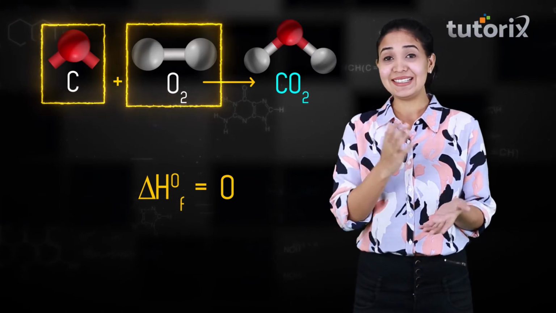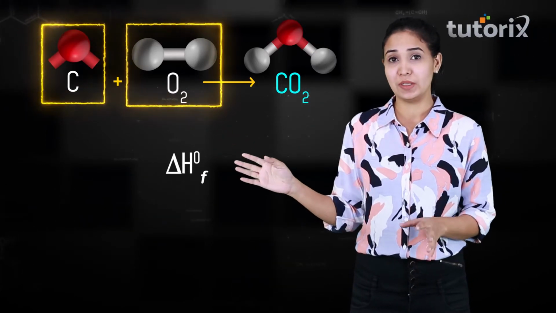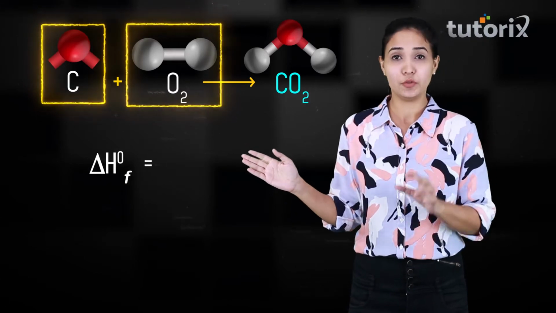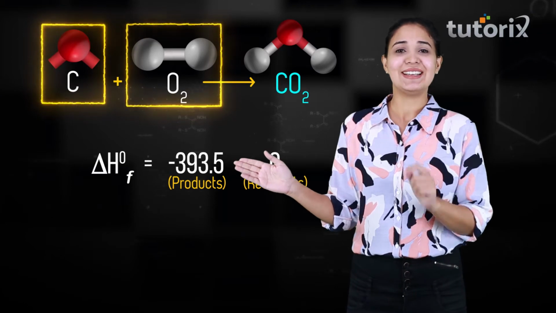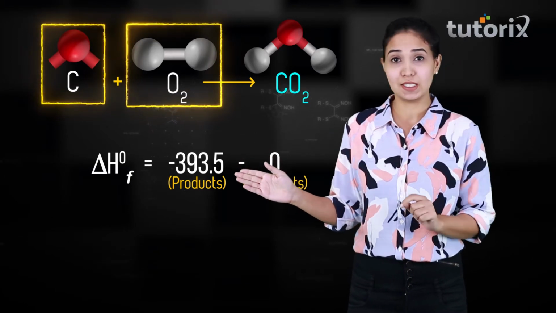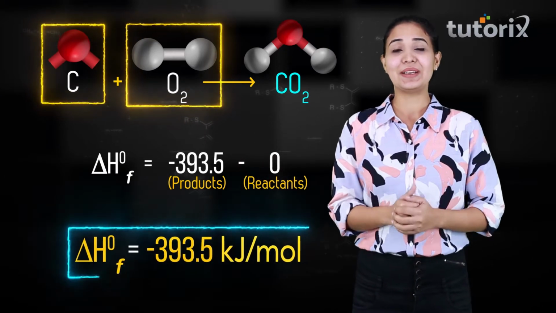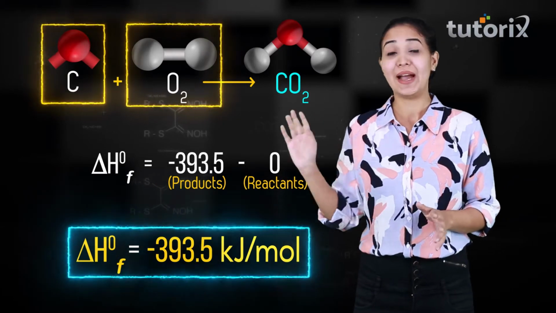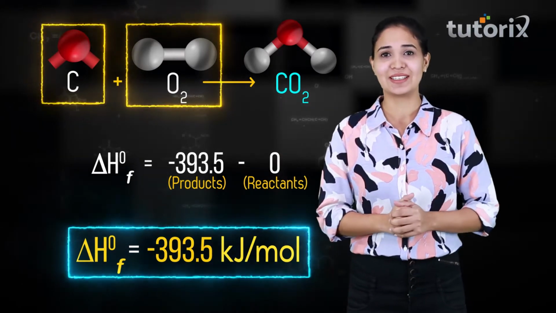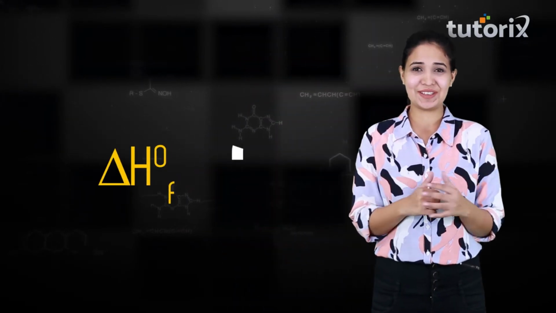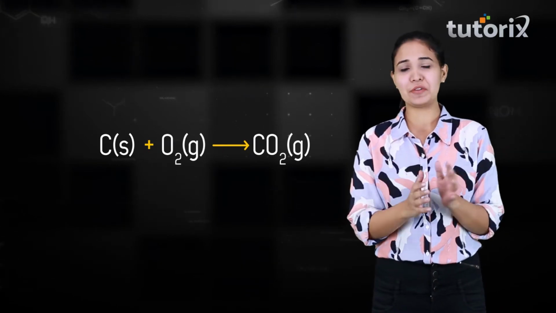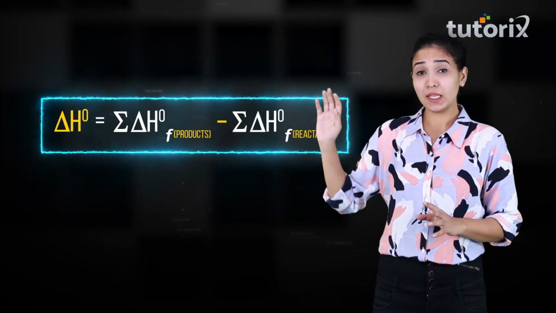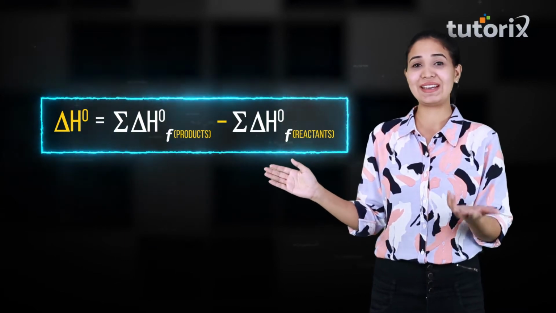So finally the delta H naught value for the equation becomes the H naught value for the products minus the reactants, and for the products it is minus 393.5, for the reactants it is 0. So finally the value becomes delta H naught F equal to minus 393.5 kilojoule. Alright guys, so now we have learned how to find out the delta H naught F value if a particular reaction is given to you. And the main thing that we have to memorize is the formula. Then we have to memorize whether it is in the standard state or not.